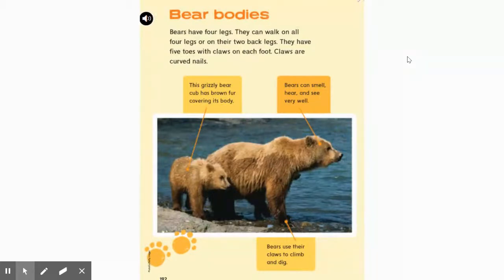I'm going to continue looking. Here we see a picture with labels for bear bodies. It says bears have 4 legs. They can walk on all 4 legs or on their 2 back legs. Wow, pretty interesting. This is an example specifically of a grizzly bear, talking about the brown fur covering their body. So second graders, if you wanted to, this would be another key detail, that bears have 4 legs and they can walk on 4 legs or 2 legs, because that is a fact that relates to all bears and baby bears. However, I'm going to continue looking for a more important or meaningful key detail.